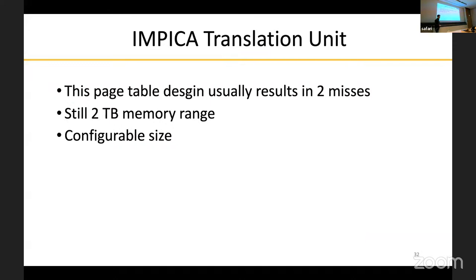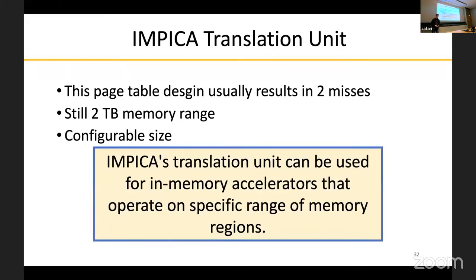The advantage is that it will usually or maximally result in 2 misses and still has quite a huge range of memory, 2 terabytes, and normally your RAM isn't even that big. In the paper, they even explored an option to configure the size of the page tables so that they fit better into the cache, because it's much easier to cache a small page table than a larger one, and then you get fewer misses. And the good thing about this translation unit is that you can generalize it and use it in different accelerators which work on a continuous region in memory.